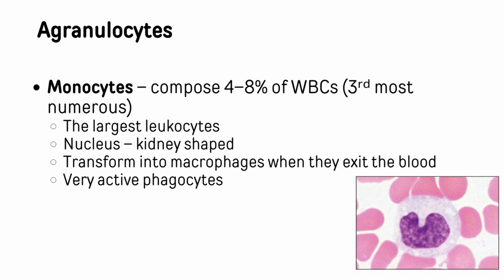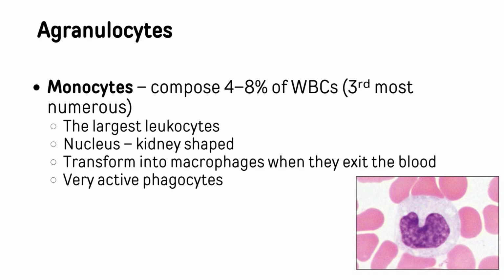Just like lymphocytes, monocytes do not have active granules when it comes to their functions. And whereas lymphocytes are the smallest white blood cell, monocytes are the biggest white blood cell. They compose only about 4 to 8% of white blood cells, so the third most common, but still not a lot. They are also going to have anywhere from a U to a kidney shaped nucleus. And they're able to transform once they move into tissue into something called a macrophage, which are very active phagocytes, even more so than neutrophils.